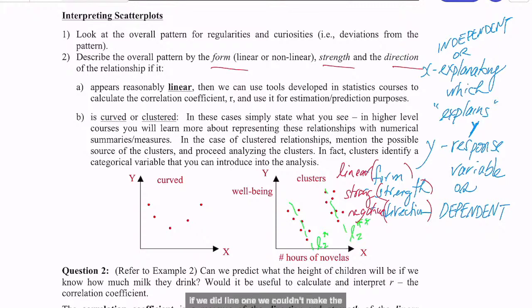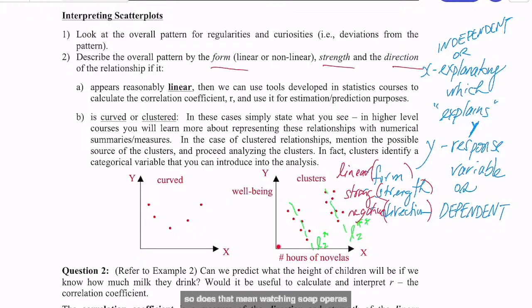If we did line 1, we could make the line, but it wouldn't be very good, and it doesn't hit many of the points. And anyway, it's not very representative, and it won't be good for prediction. So we go for line 2. So what is it saying? It's saying the more hours of soap operas are watched, the less happy, less content the individuals are, a lower rating of well-being.